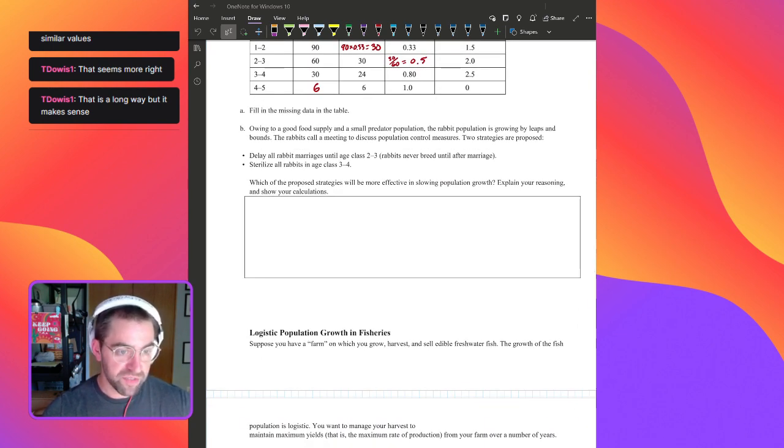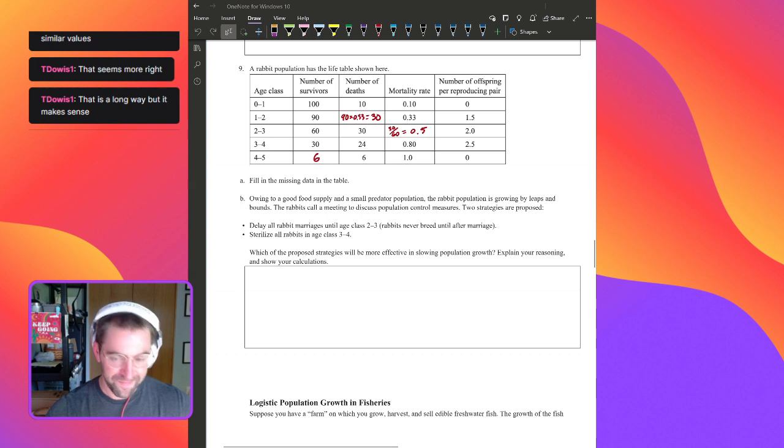Owing to a good food supply and a small predator population, the rabbit population is growing by leaps and bounds, but the rabbits call a meeting to discuss population control measures. This conversation never goes well. 2 strategies are proposed. Delay all rabbit marriages until age class 2 to 3. Rabbits never breed until after marriage. Very, very Puritan rabbits. Or sterilize all rabbits in age class 3 to 4. All right. Which of the proposed strategies will be more effective in slowing population growth, and explain your reasoning, show your calculations. All right.